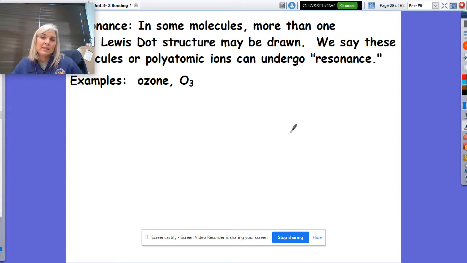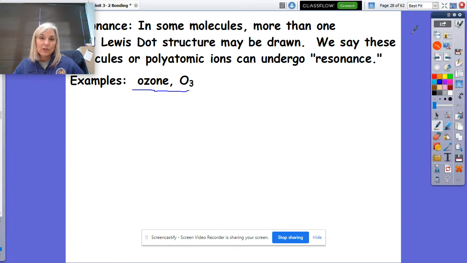In resonance, some molecules may have more than one way of drawing their Lewis dot structure, because on one side you may have a single bond and on the other side you may have a double bond. So we call these resonance. If there's more than one way to draw the structure, then we call them resonance. So let's start with this first example, ozone.